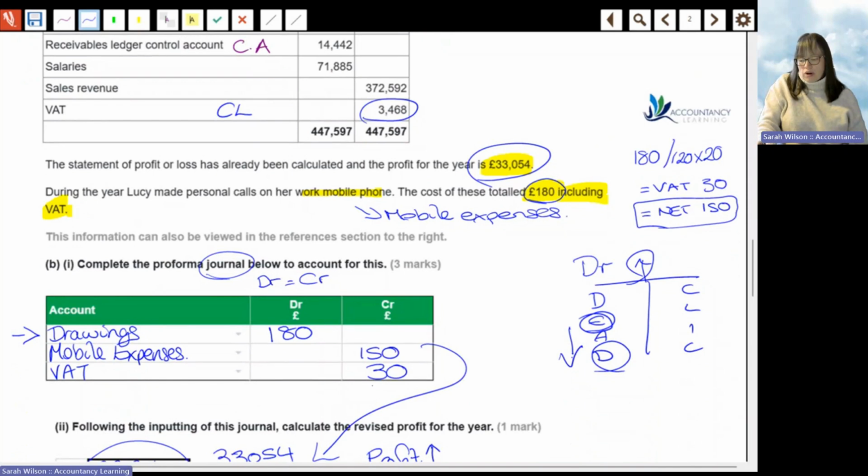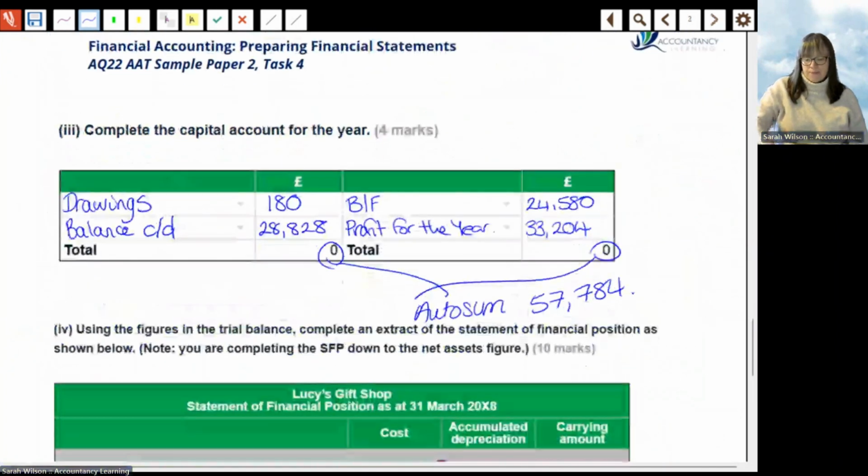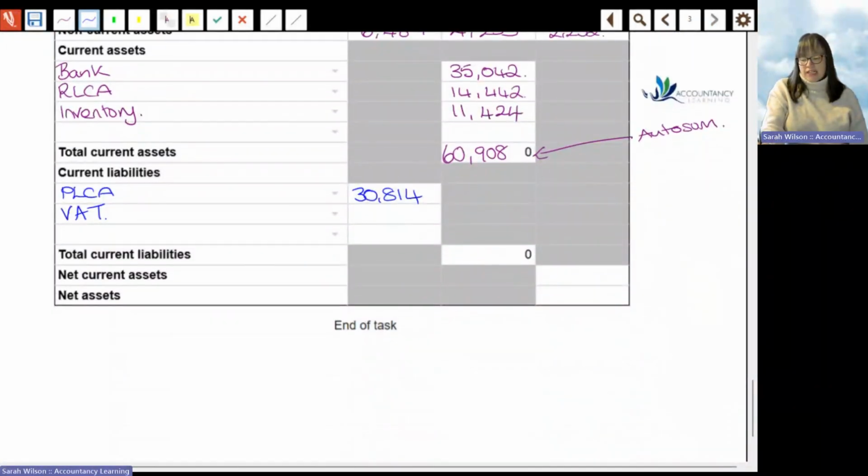But we've also got the adjustment here that we've made of £30 for the drawings, for the mobile phone expenses, the personal calls. So we've got a 3,468 credit already in the trial balance, and we've got another credit of 30. So you need to add them together to get the new balance of 3,498. And again, this will auto sum, but you will have 34,312.